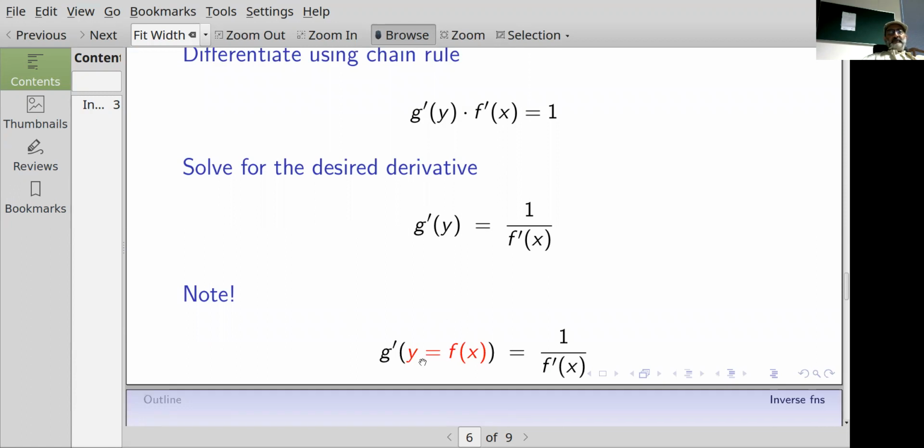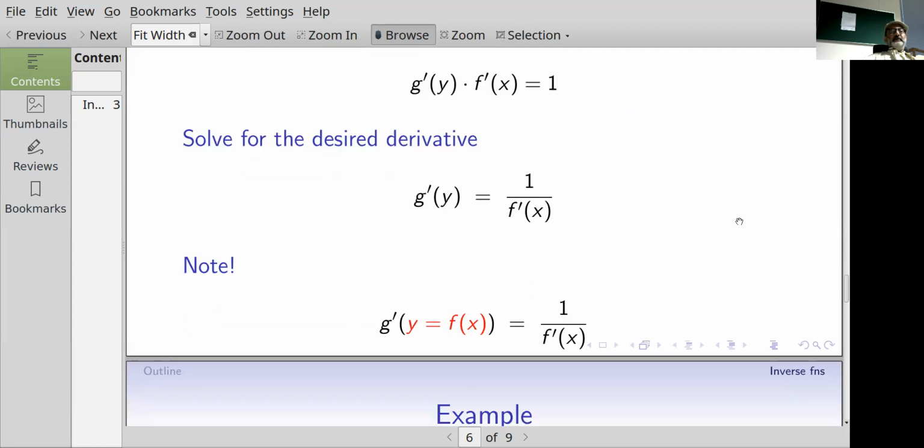Be careful. What do I mean by y? Don't accidentally put in 1 over the derivative of f evaluated at y. Y is equal to f of x, and you might have to work out what that x is.